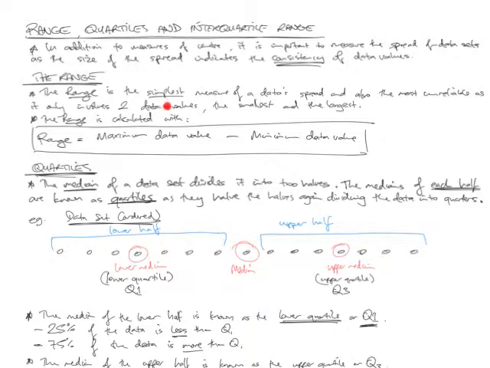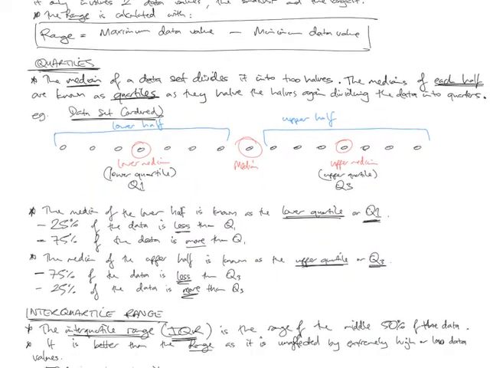So the range is the simplest measure of data spread, and is also the most unreliable because it just involves two data values, the smallest and the largest, and you find the range with: range is equal to the maximum data value, take the minimum data value. So the biggest number in the data set, take the smallest number.